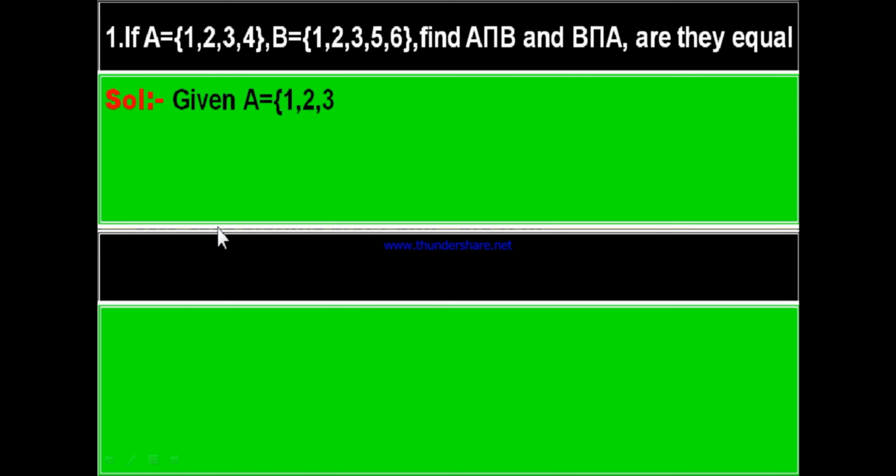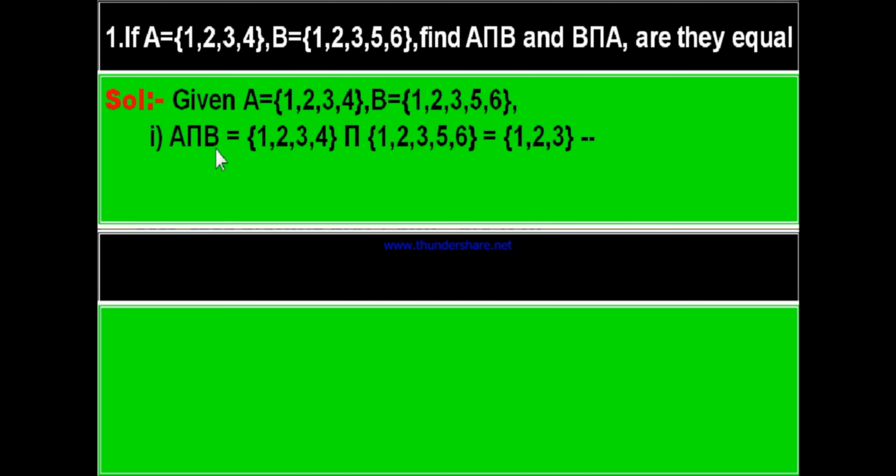We have given two sets A and B. A is the first set. A is equal to set 1, 2, 3, 4. And B is the second set. B is equal to set 1, 2, 3, 5 and 6. Now we have to find A intersection B.